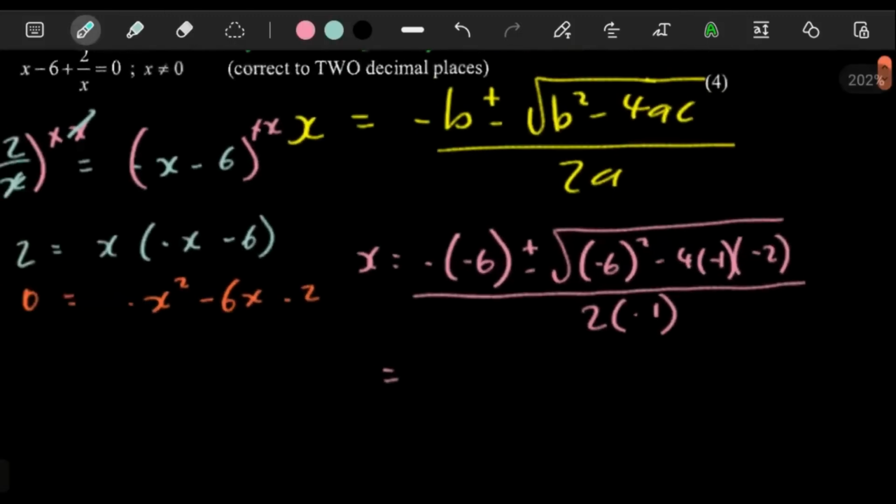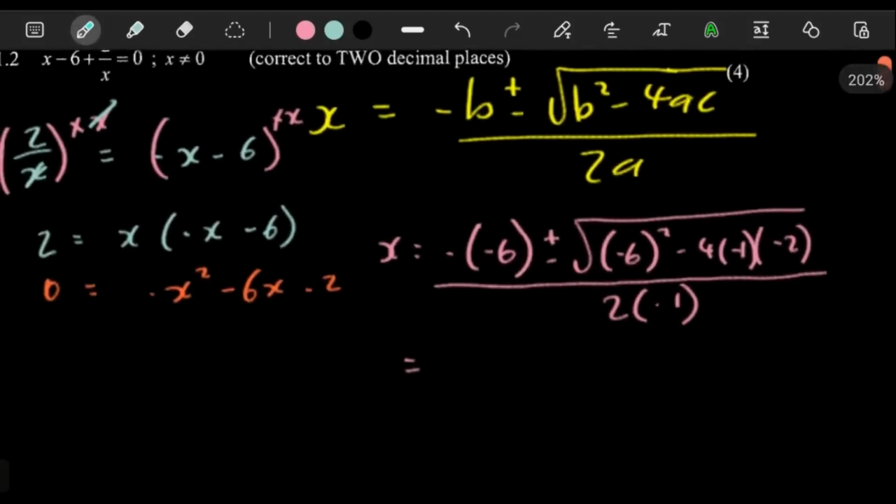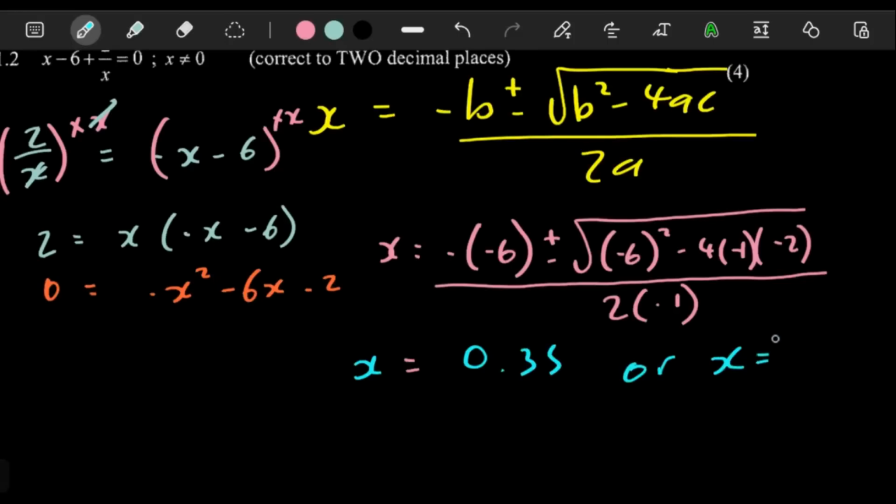And then, what do we have now? This we can just put in our formula sheet, or we can put that in our calculator, I mean. So putting all this into our calculator, we're getting two answers. The first one, x is equal to 0.35. The other one, x is equal to 5.65. Okay, so seems okay. Let us keep it moving.